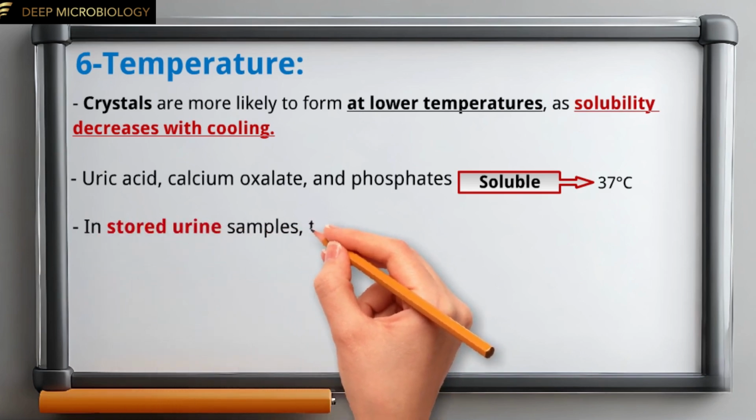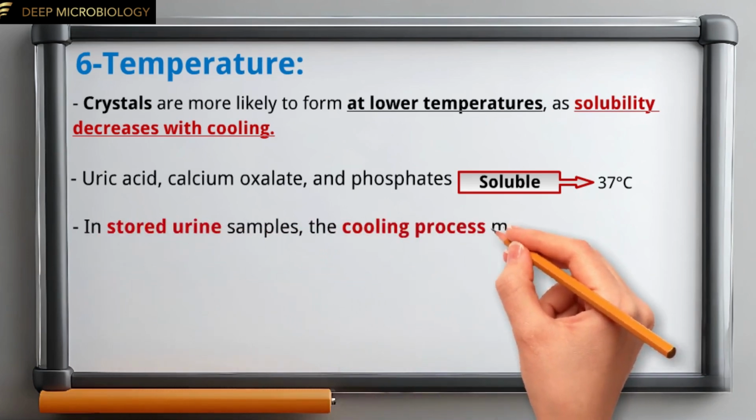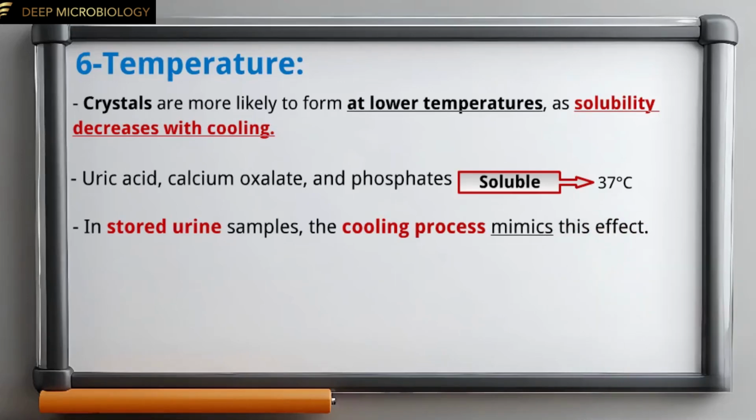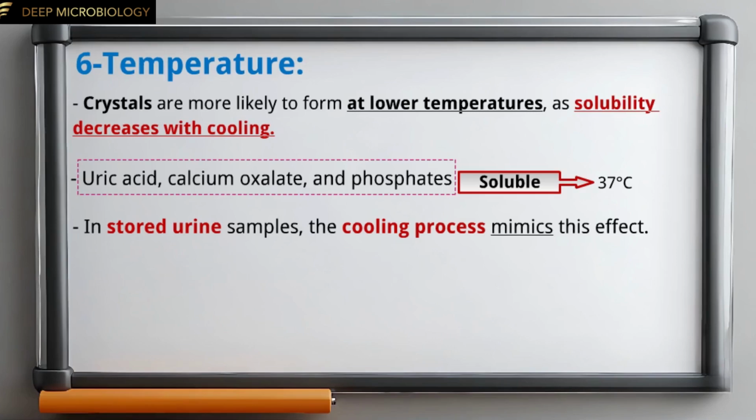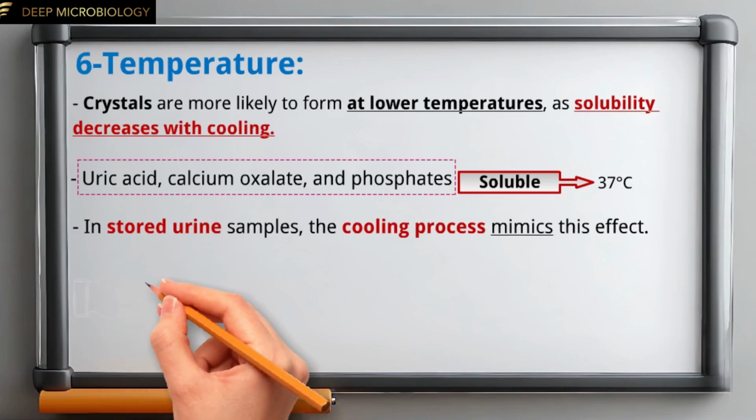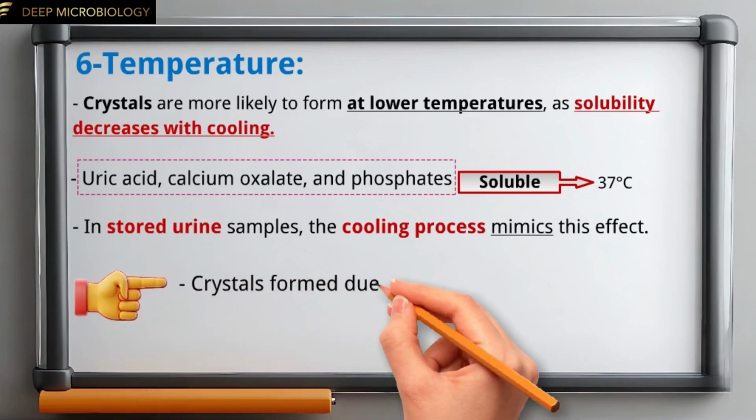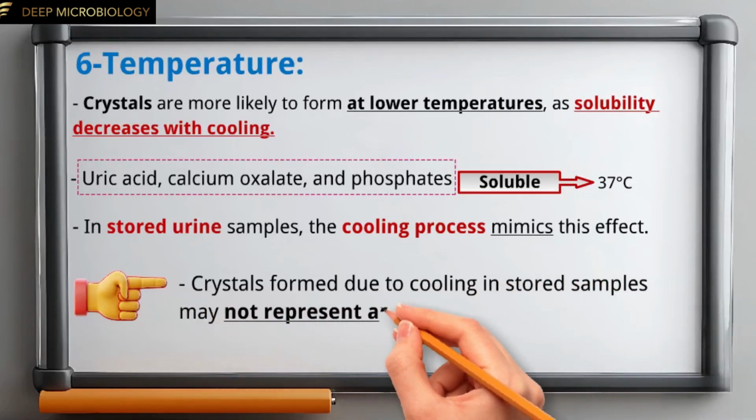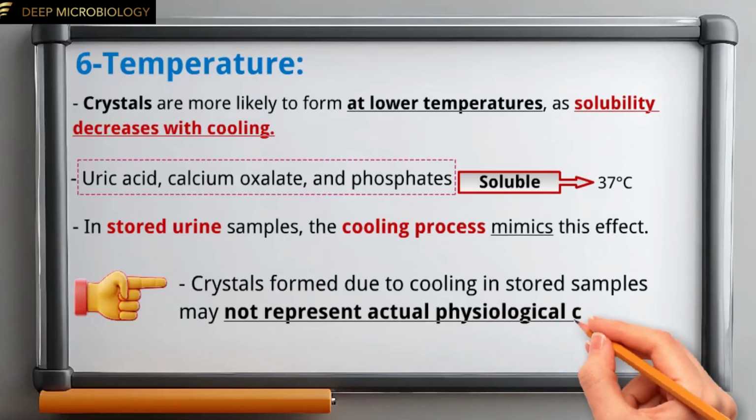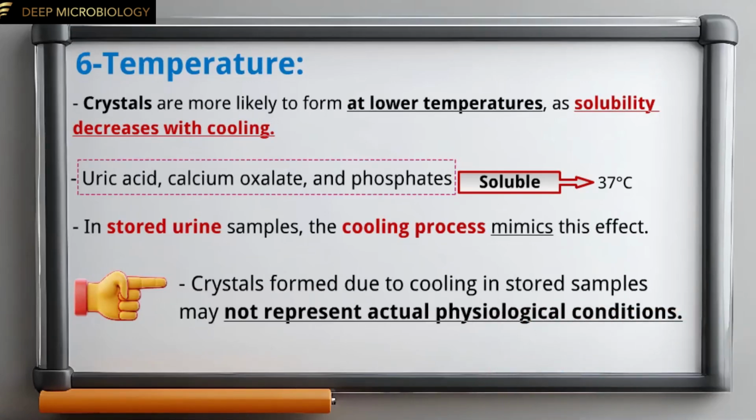In stored urine samples, the cooling process mimics this effect, making previously dissolved substances precipitate. This phenomenon is significant in clinical diagnostics, as crystals observed in a cooled urine sample may not accurately reflect the physiological conditions in the body at the time of urine collection. Understanding this effect is crucial for interpreting results and distinguishing between pathological crystalluria, occurring in the body, and artifacts due to sample handling.